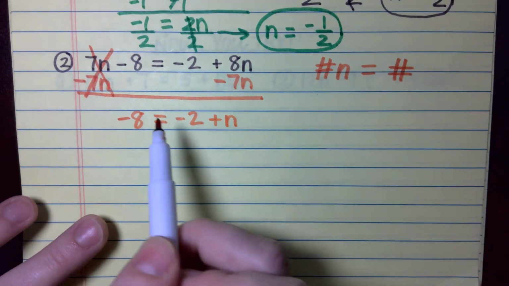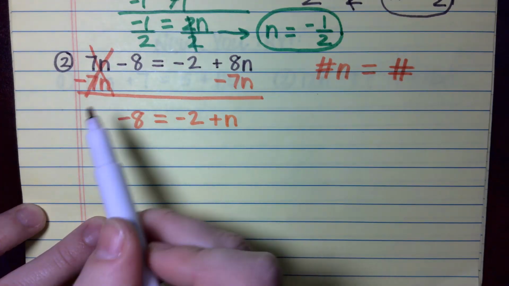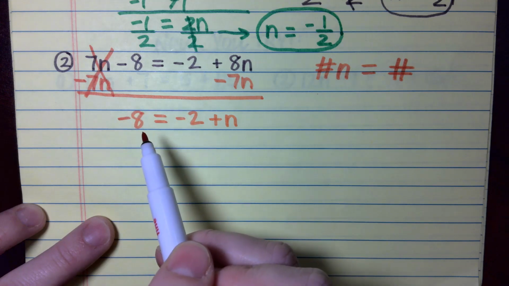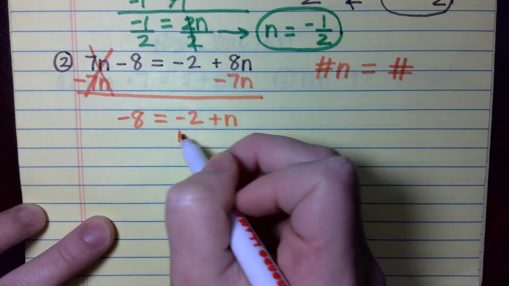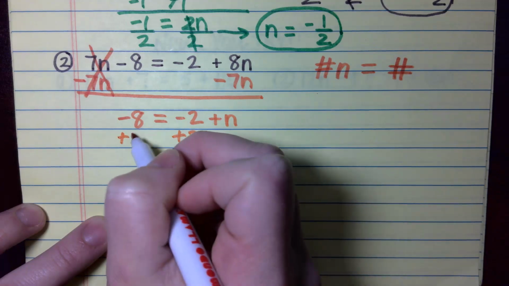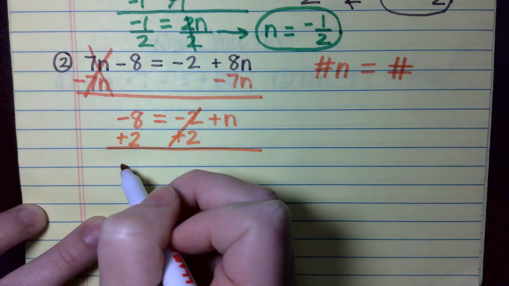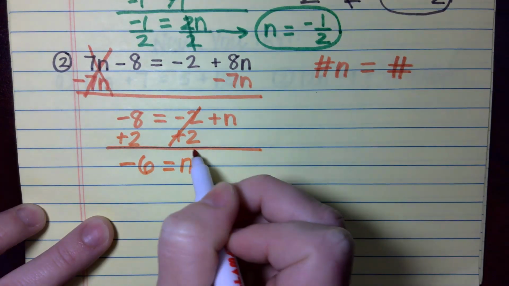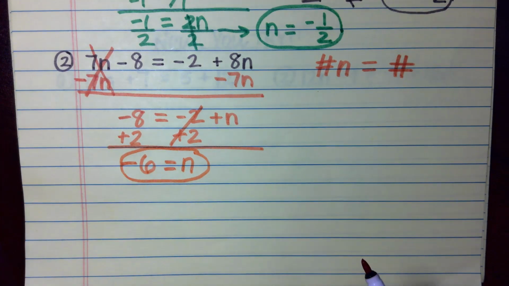Now we see there's no more n's over here. On the left side of the equation, there's no more n's. So that's the side that we want numbers without variables. Plus 2 under the 8. So we're going to do plus 2 here. Those cancel. Negative 8 plus 2 is negative 6 equals n. There it is, guys. That was not so bad. It's just getting used to it.